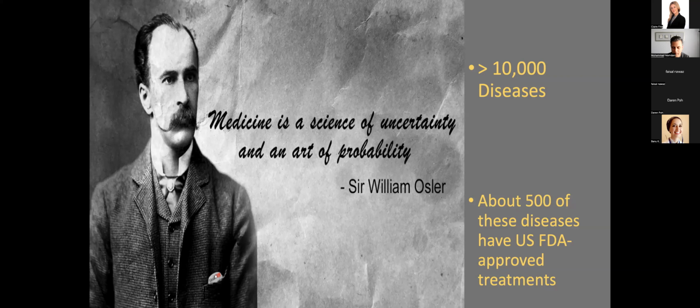We don't know of so many other diseases that are out there because there's so many other things that could go wrong. But the ones we do know, about 10 to 30,000. Now, how much of this do we really understand? Because if we understood all of these diseases, we'd be able to fix all of these diseases. The reality is that about 500 of these diseases have US FDA approved treatments. 500. That's it. So there's a lot that we don't know still.